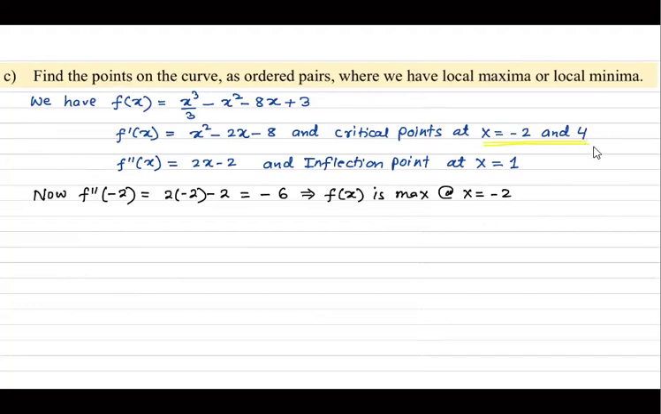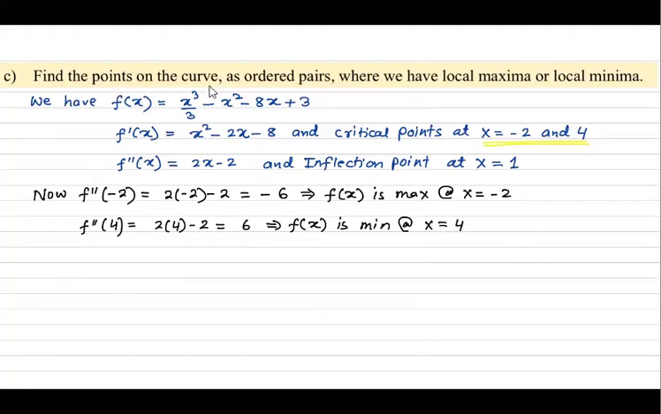Now let's see what happened at 4. So the second derivative at 4 is equal to, we plug in 4 here. So 2 times 4 minus 2, which is equal to 2 times 4 is 8. 8 minus 2 is a positive 6. So positive 6, meaning the second derivative is positive, meaning the original function is minimum. Okay, minimum at x equal to 4. That's what we know. So we know where it is maximum and where it is minimum.